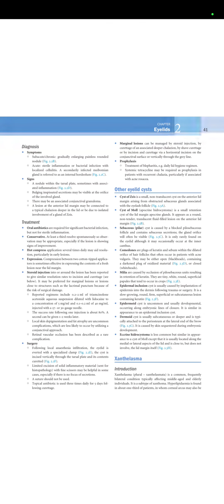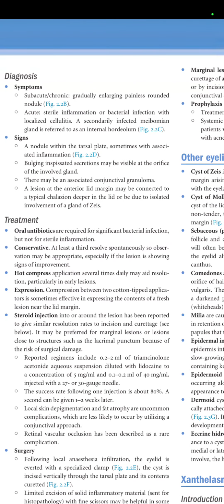So how does it present? The diagnosis of a chalazion is quite simple. Symptoms include a subacute or chronic gradually enlarging painless rounded nodule, or acute sterile inflammation or bacterial infection with localized cellulitis. A secondarily infected meibomian gland is referred to as an internal hordeolum. So we have to discuss these terms.